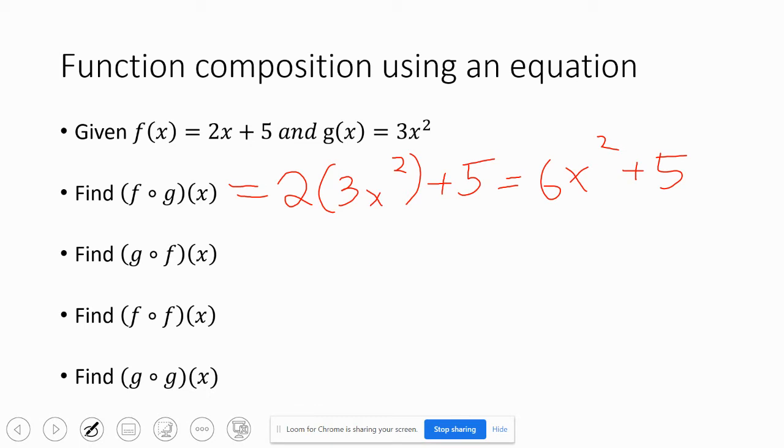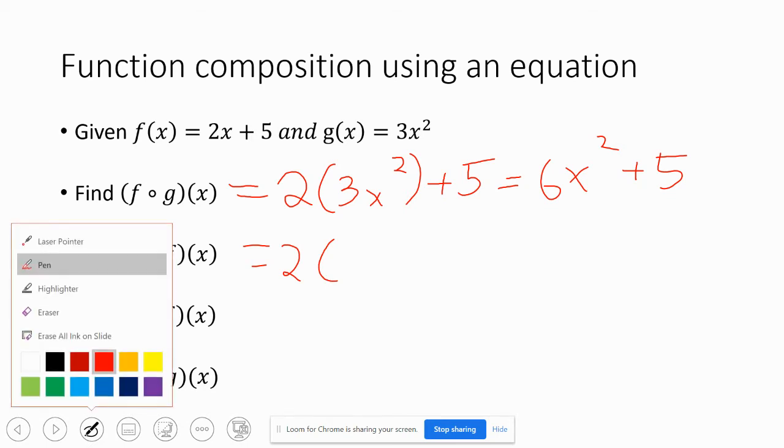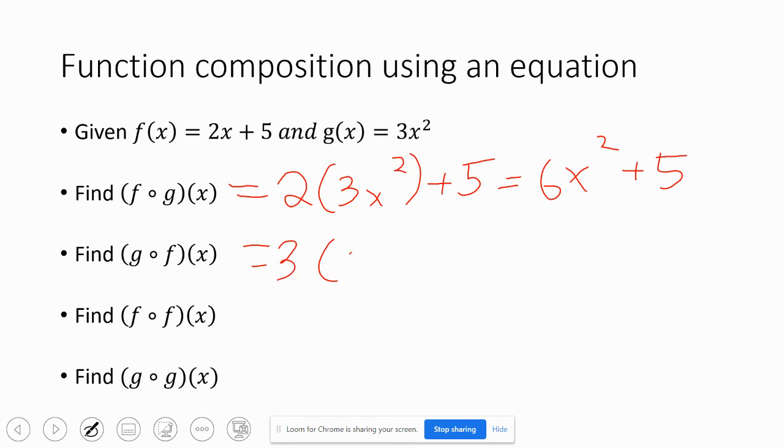In the second one, we're going to put f inside g this time. So wherever we see x in g, we'll put f inside. So this would equal 2 times, sorry, not 2, 3 times 2x plus 5 squared. Wherever the x was, I replaced it with f and use multiplication to work it out.